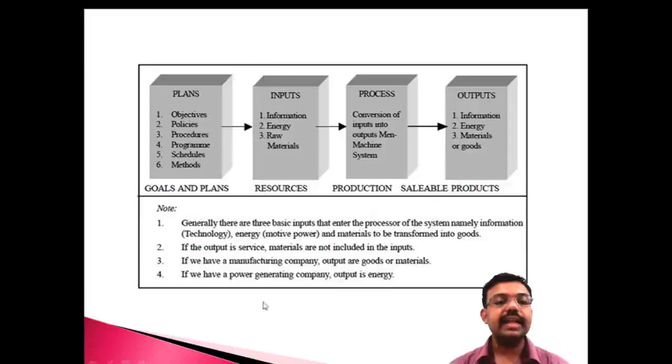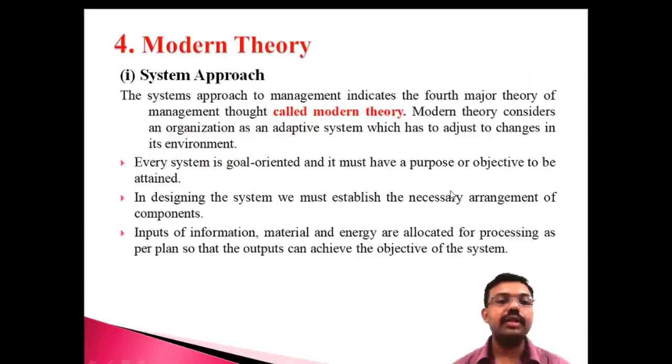Okay, there's a connection link with the system approach. That must be a good plan. And after that there is an input, there is a process, and there is an output. Plans lead to the goals, objectives, policies, and after the resources there are inputs. Process means the production, and after that the final product, the saleable product, is the output. This is the importance of the system approach.